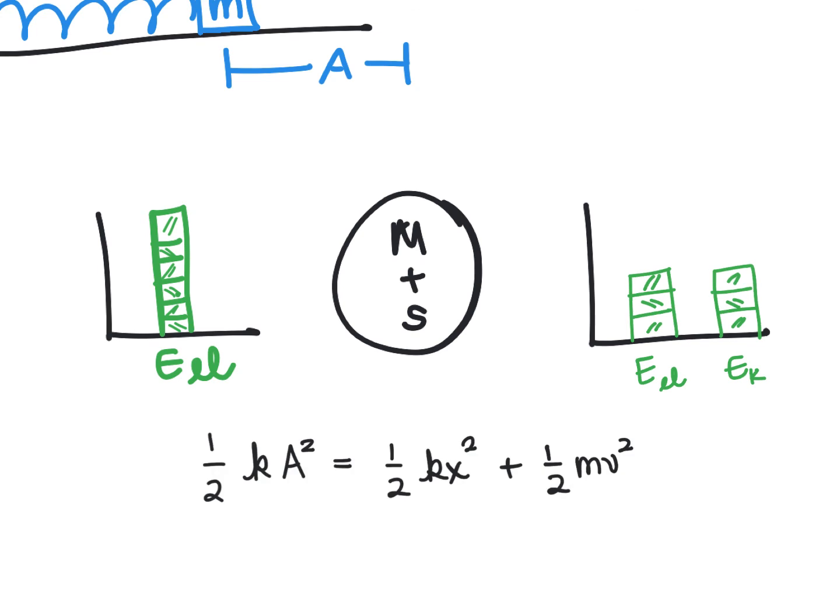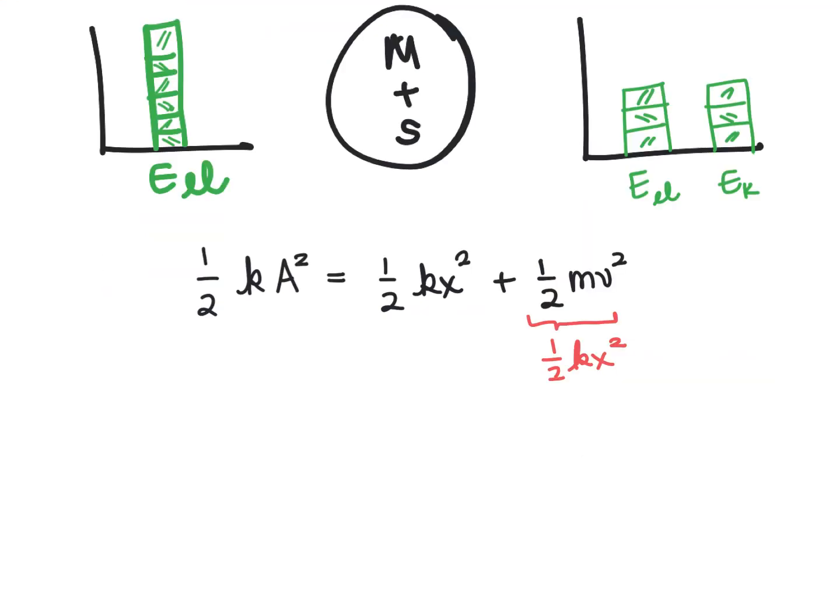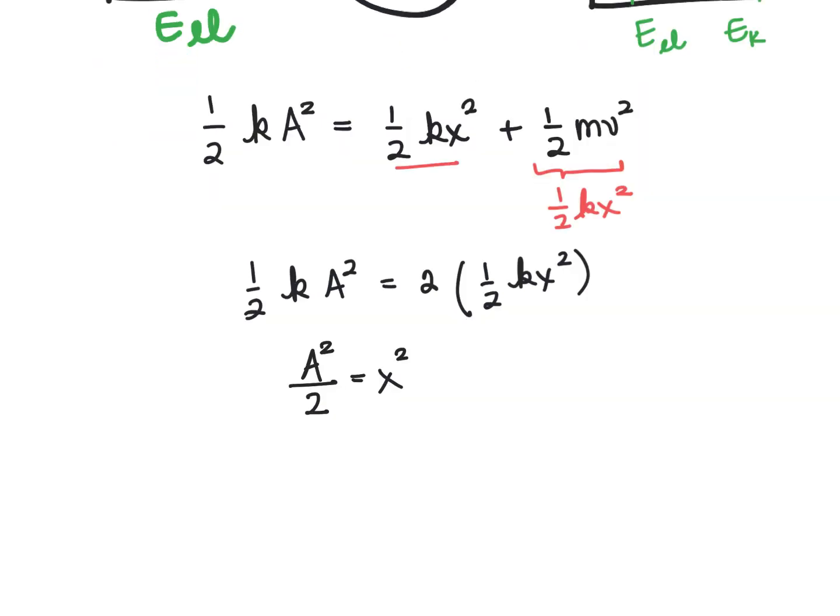This time I knew how many to put in each place based on the setup of the question. Writing the equation out, I get 1/2 k A squared is equal to 1/2 k x squared plus 1/2 m v squared. And at this point, the kinetic energy is equal to the elastic energy. So then I can write my equation as 1/2 k A squared is equal to 2 times 1/2 k x squared. Simplifying, I get A squared over 2 is equal to x squared. So x would be the square root of A squared over 2, or A times the square root of 1/2. Again, notice that the place where the energies are equal is not at half the amplitude.